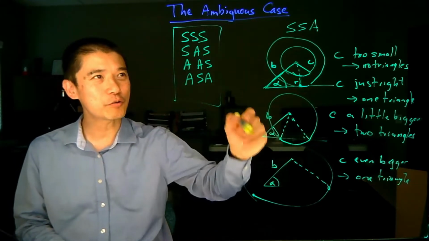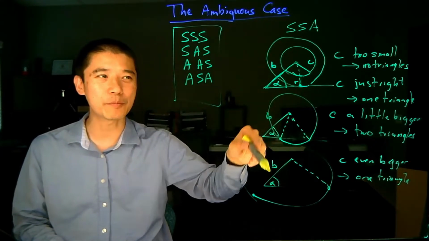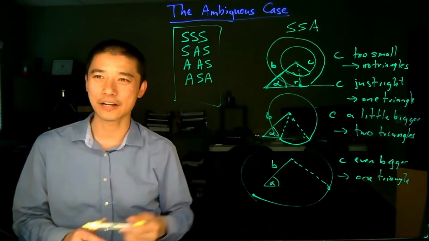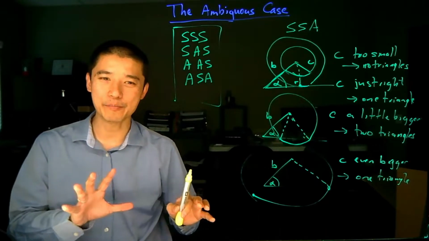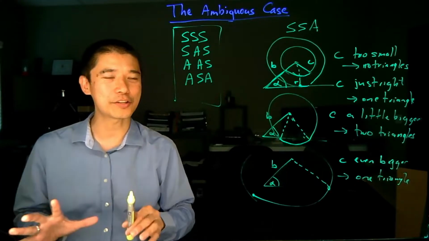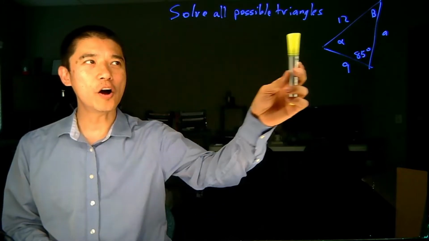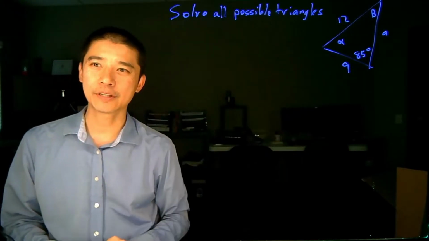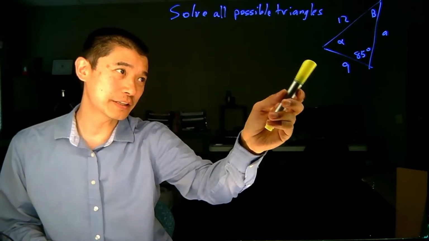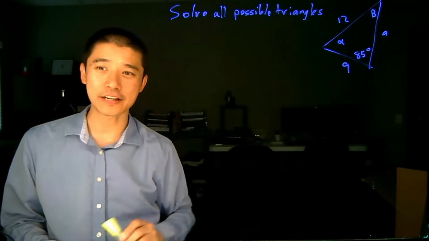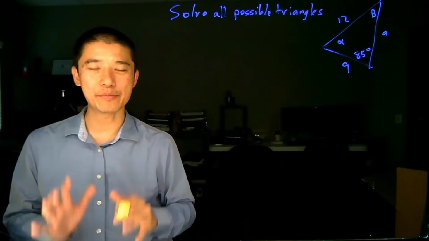And when there are 2 triangles, you can't tell which triangle is actually being created because both of them are possible under this restriction. And so this is the case we need to look at. And we're going to see how the mathematics of the problem actually tells us which case we're in. So here's an example. Solve all possible triangles from this diagram. Now you'll notice that this is a side-side-angle. The first side is 12, then the next side is 9, and then the angle after that side is 85 degrees. And so since it's a side-side-angle situation, we are in the ambiguous case.